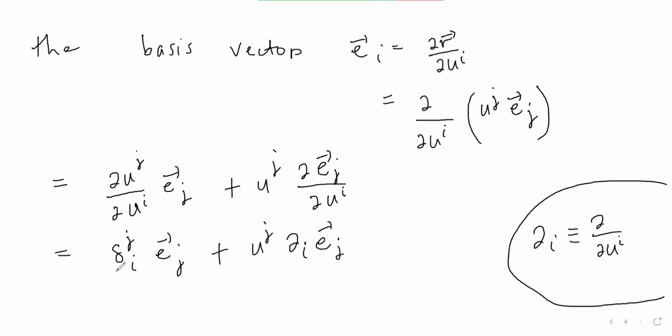Now, what we do is we ignore this term here, the term with the Kronecker delta. We ignore it because it is insignificant in our derivation. And that, of course, implies the following.